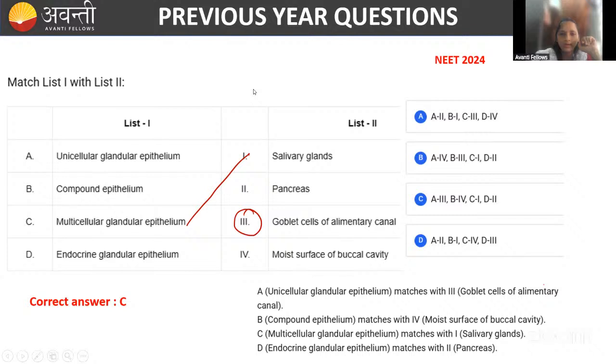Okay, after this question, I will run the poll. Don't worry. Very good, yes, correct. Multicellular glandular, you told about the compound. First we'll answer. Unicellular glandular epithelium is a goblet, and then coming to the compound is the 4. That is the surface covering the buccal cavity. We studied, right? Then the multicellular is the salivary gland. Endocrine is nothing but the pancreas.